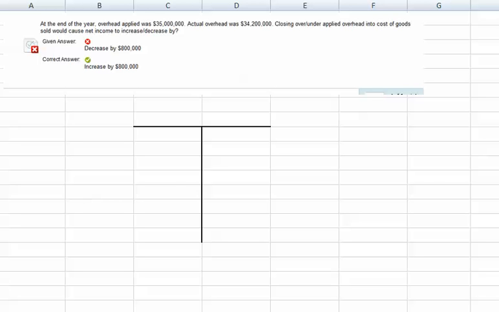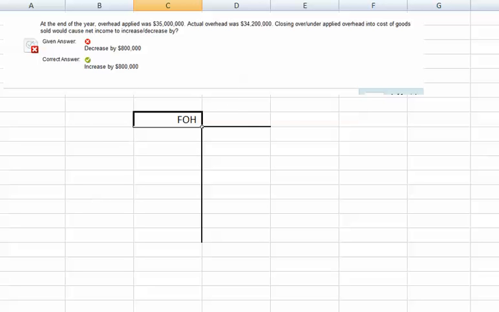This is a typical question about factory overhead. And what I have here is I've drawn a T account so I can illustrate this. So this will be my factory overhead account, and we will be recording the debits and the credits accordingly.